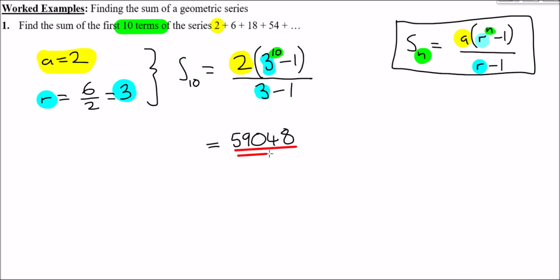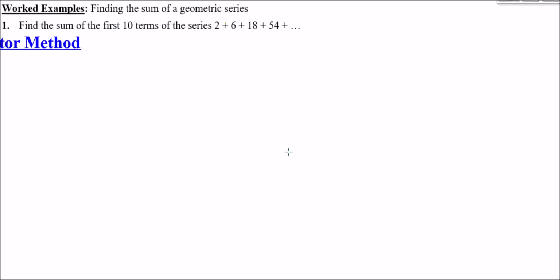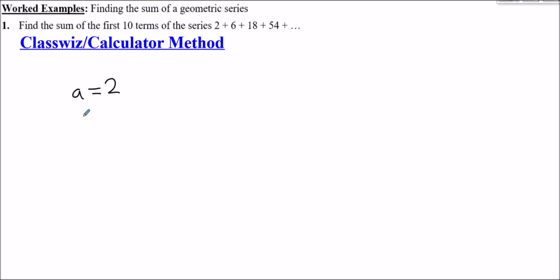However, what I want to show you now is a way we can use this class whiz to help us do it using a different strategy. So how would you do it using a calculator? Well, again, what we'd have to realise is what A and R are. So A is 2, like I mentioned before, and R is 3. And we need now to go back to what we did in the previous lesson and think what the nth term is.